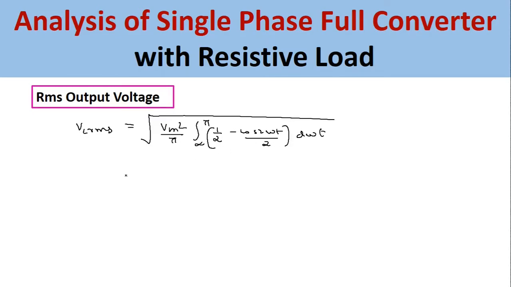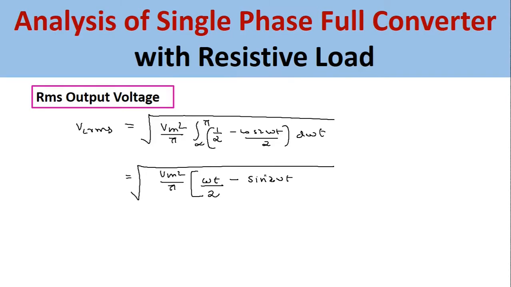Now after integration we will get under root Vm square upon pi. Integration of 1 with respect to d omega t will be equal to omega t divided by 2. Then minus of integration of cos 2 omega t will be equal to plus sin 2 omega t, and this 2 will come in the denominator, so we will get 2 into 2 is equal to 4, and the limit is from alpha to pi.